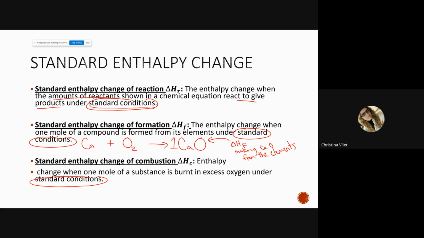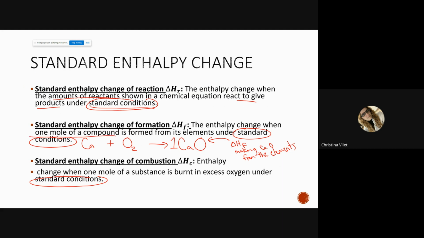Nope. Put a half in front of the oxygen. Yep. And remember, I told you earlier in the year when we were balancing, and some of you were reacting, that there'd be a time where you have to use fractions. It's here. Because what does it say in the definition?